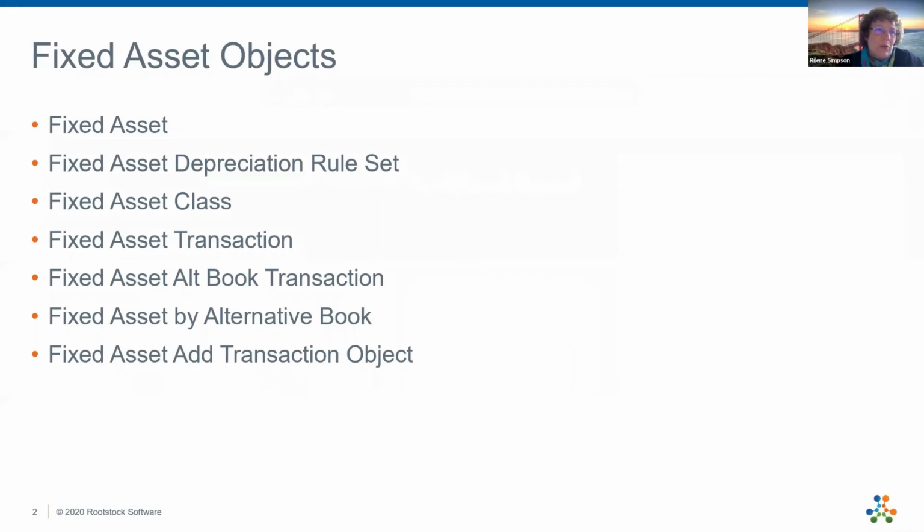Let's get started. So this is a list of the objects associated with the fixed asset functionality. Basically, the things that we're going to be concerned with today really are the fixed assets themselves, the depreciation rules, and the asset classes, and then the resulting transactions. Those are the main things that we're going to touch on today.